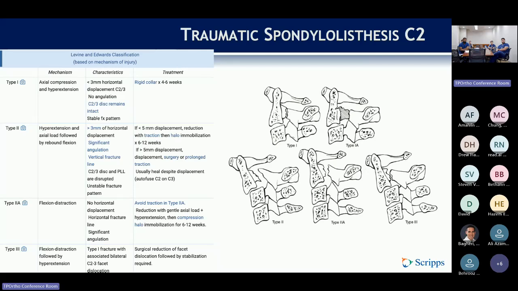And so one thing to note is that if there's less than 5 millimeters of displacement, you could potentially reduce with traction and then put them in a halo for 6 to 12 weeks. But as we just talked about, that's not without complications. And if it's greater than 5 millimeters, certainly consider surgery, because I think a prolonged traction or prolonged halo isn't always the best idea for these patients. And then type 2A, remember, avoid traction, as you can worsen their neurological status. And type 3, inevitably, you're going to have to go to surgery to reduce the facet dislocation and stabilize the fracture.